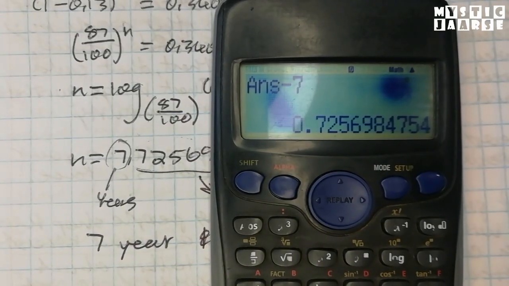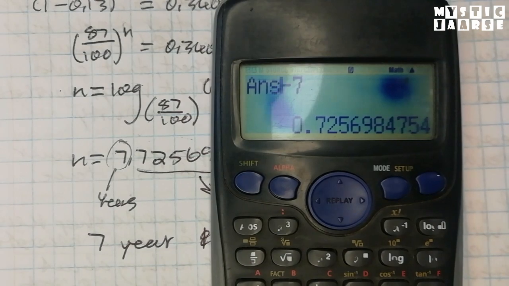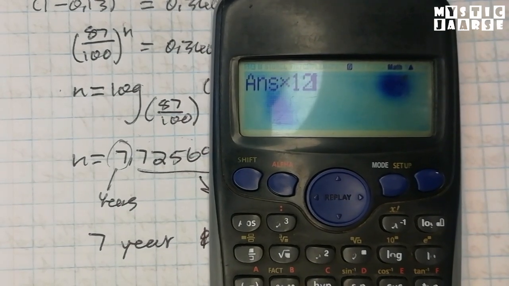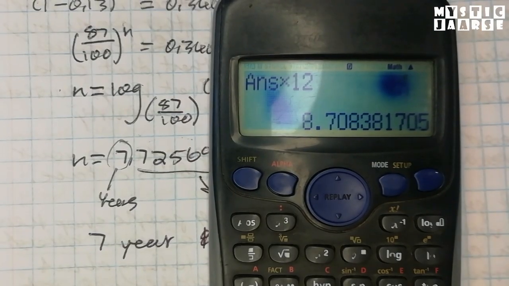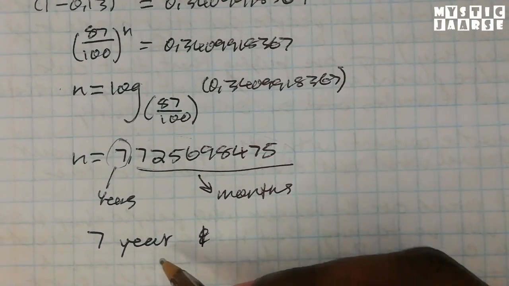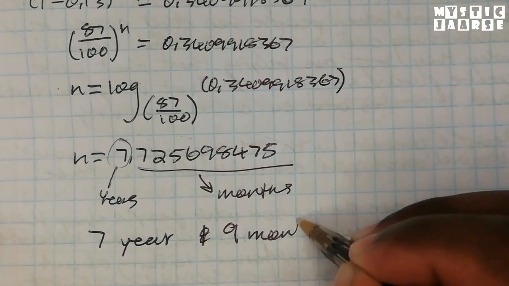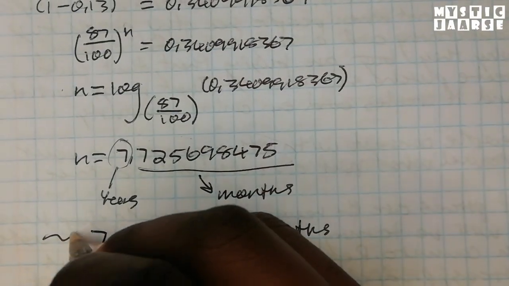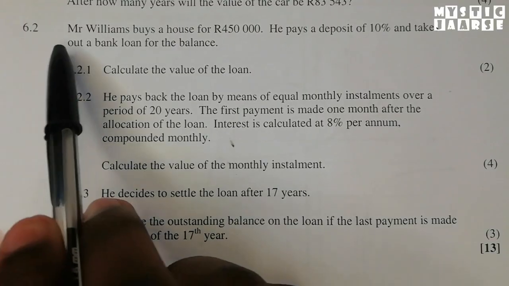Since there are 12 months in 1 year, we multiply this whole thing by 12, answer times 12, to get the exact number of months. Answer times 12 is 8.7 months, so that can be approximately 9 months. So we say the value of the car will take 7 years and 9 months, approximately, to depreciate. 6.2.